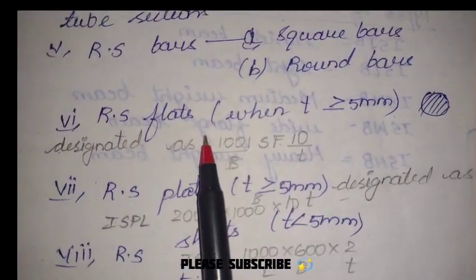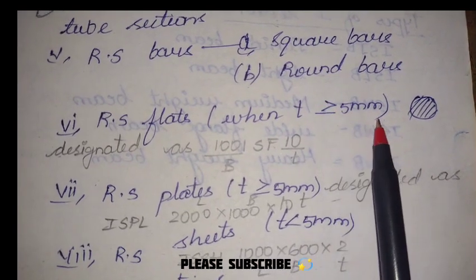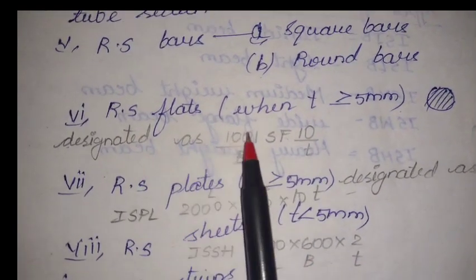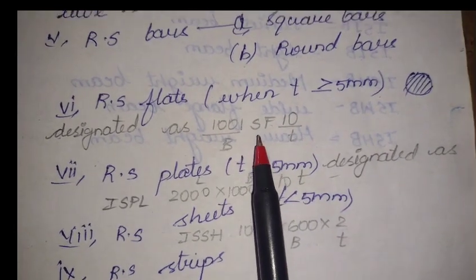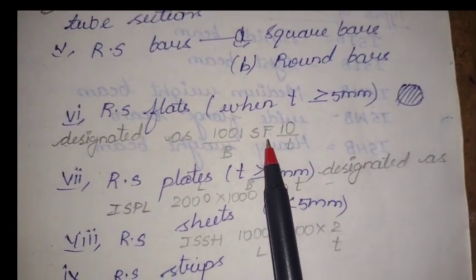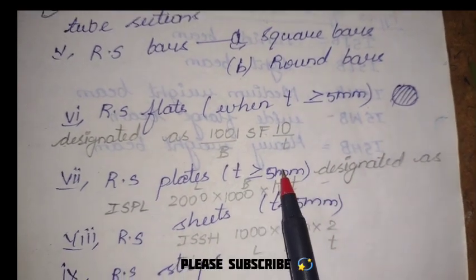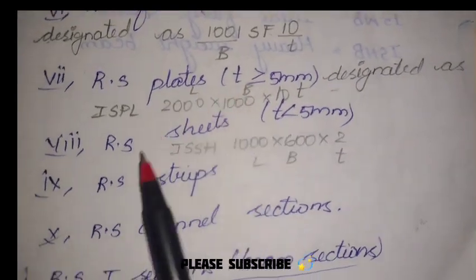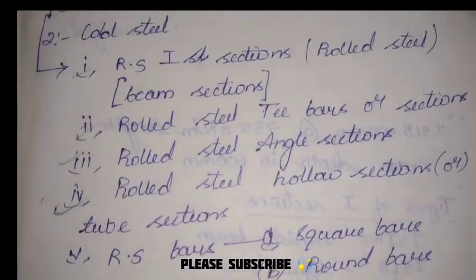Next, we are having the RS flats, the rolled steel flats, that is when the thickness is greater than or equal to 5 mm as per this. Whenever we are talking about this, the first number explains the breadth of the steel flats, whereas the other number represented over here is the thickness of the flat. Next, we are having the plates, sheets, stirrups and channel sections. Now we'll see everything in detail.